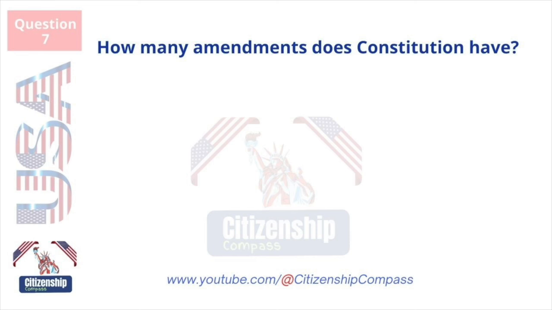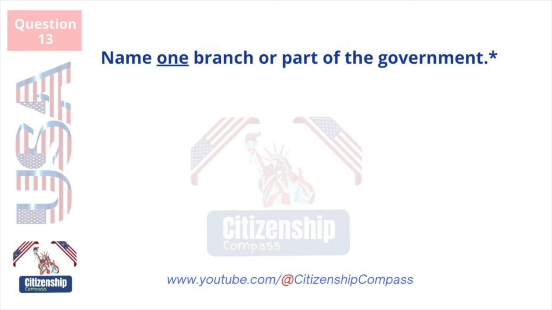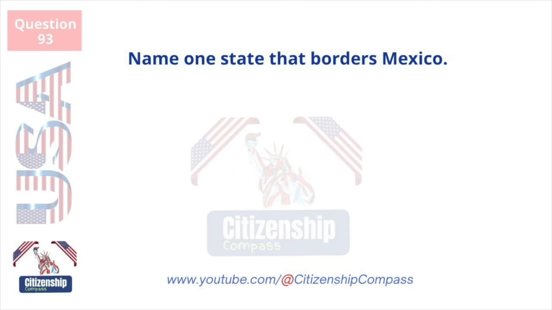How many amendments does the Constitution have? 27. Name one branch or part of the government. Congress. Name one state that borders Mexico. Arizona.